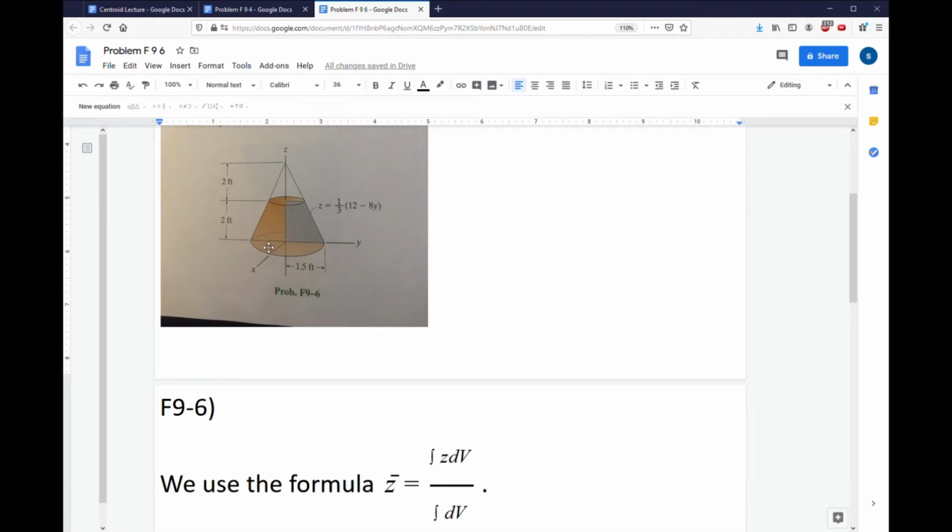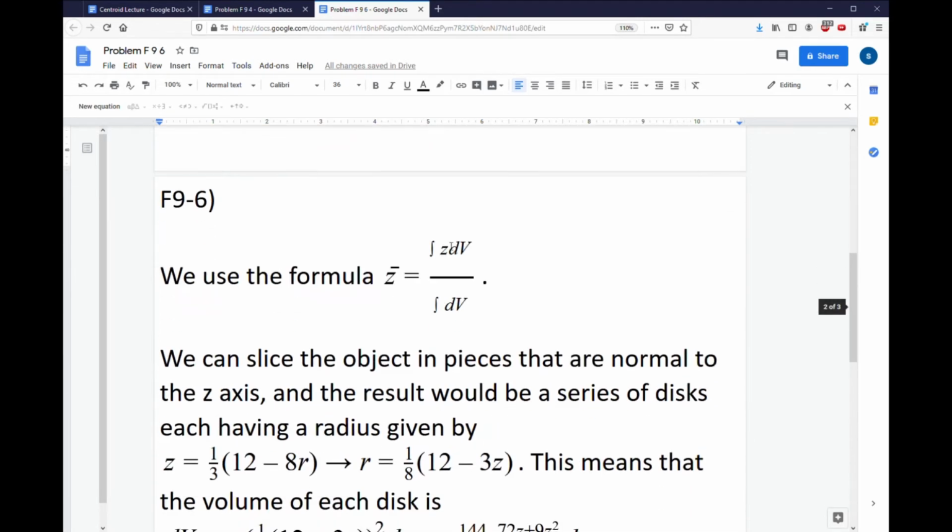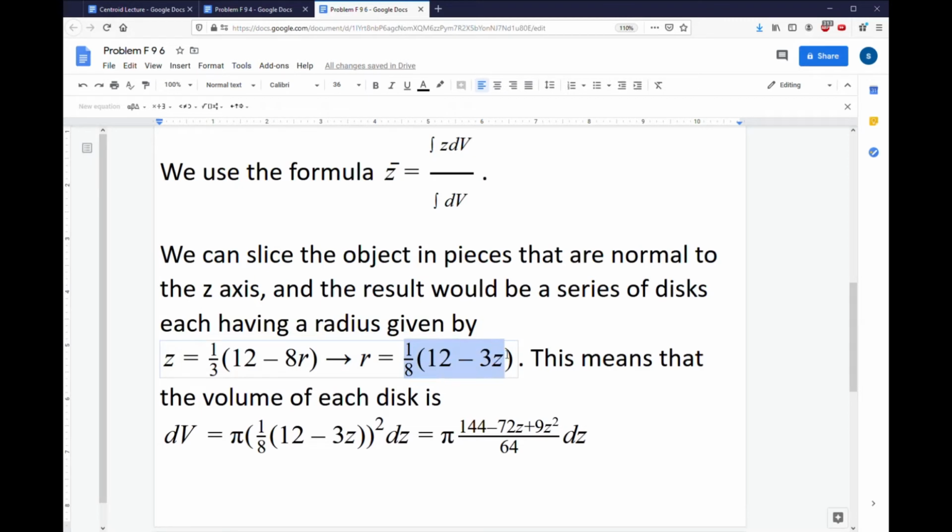That means that each of these circles is actually a disk. They have a radius given by this formula right here and a width of dz, which means that the volume is pi r squared, so the area of the circle, times the width dz. So pi, and then squaring this gives this, dz. So to find the centroid, we integrate z times dv, and dv is given by this form right here. So dv is now in terms of dz.